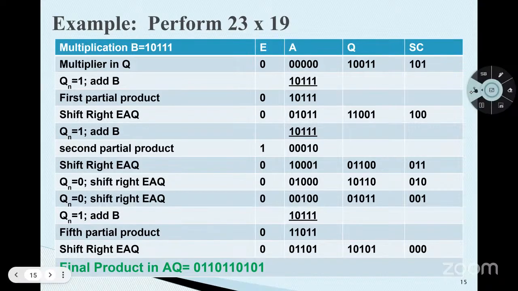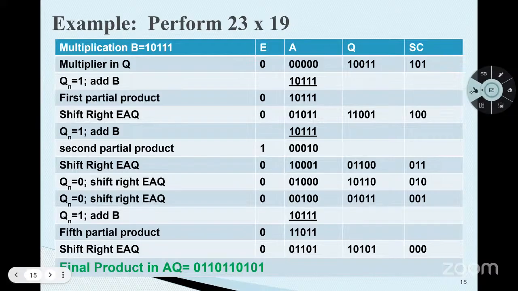10111 is the equivalent binary value of 23. Now initially you can take E equal to 0 and A also 0. This is the initialization. What is the SC value? 101. SC value is 101. What is the meaning of 101? 101 equivalent decimal value is 5. So the 5 we have placed in SC.